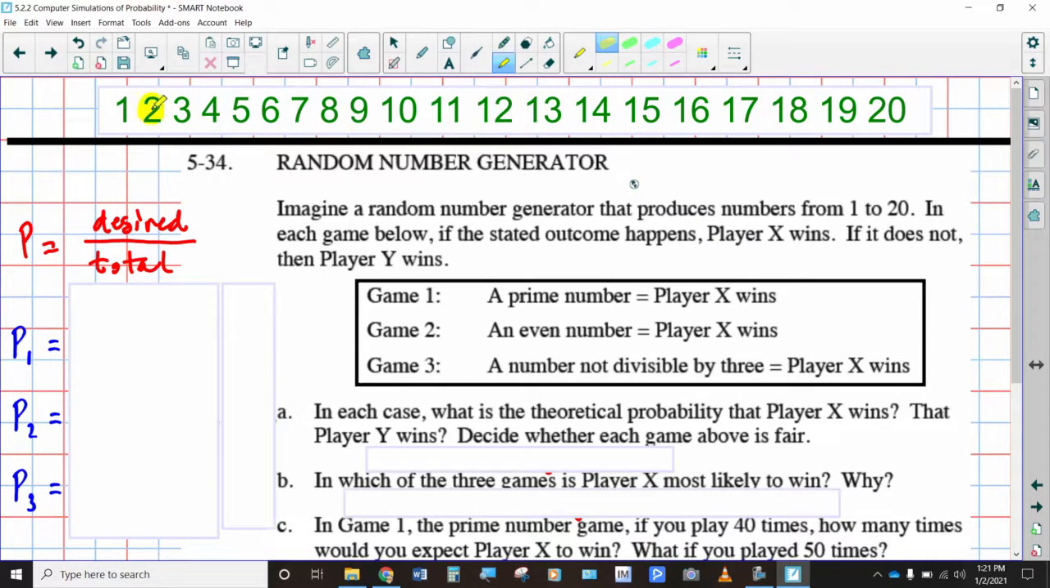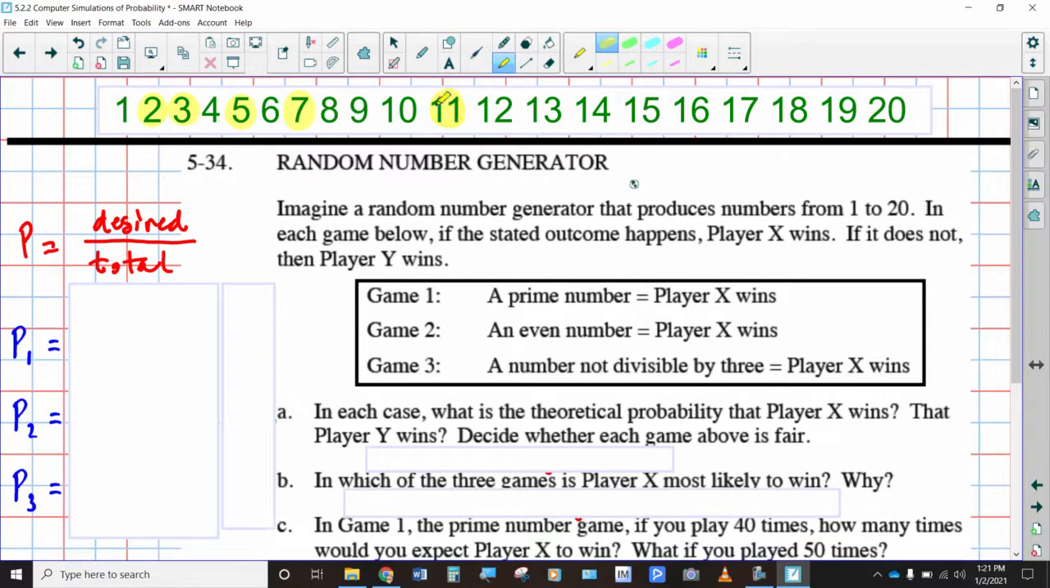But 2 is a prime because that's 2 times 1. 3 is a prime because that's 3 times 1. But 4 is composite. It's 4 times 1 and 2 times 2. So that is not a prime number. So 5 is a prime, 6 is not. 7 is a prime, 8, 9, and 10 are not.